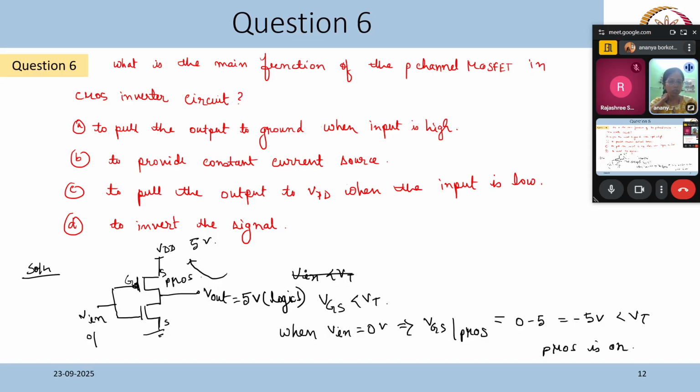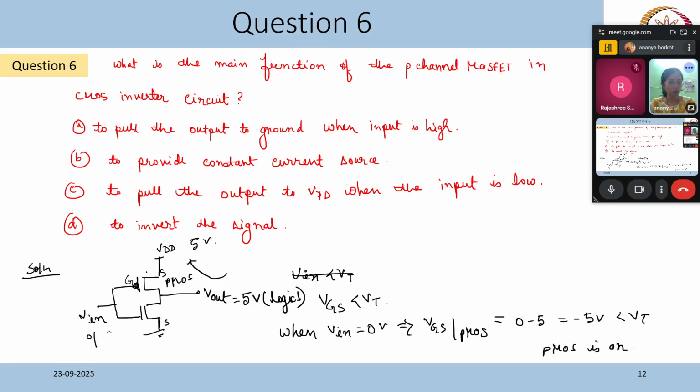So what is PMOS actually doing? PMOS is connecting the output to VDD. That is why PMOS is known as pull-up transistor. It pulls the output terminal to the higher value, the VDD. What happens if NMOS is on? If our applied voltage is say 5 volt, then VGS will be 5 volt for this NMOS, which will be higher than the threshold voltage for NMOS. So this is on.